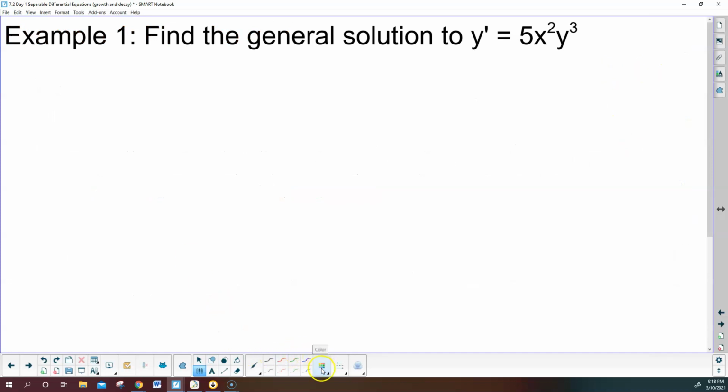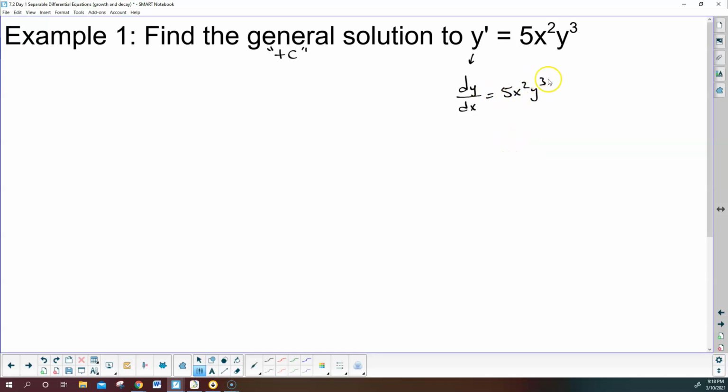All right, so notice the directions. Find the general solution. So right away, I don't have an initial condition, so I know my answer is going to have a plus c in it. But notice y prime. Okay? We know that y prime is the same as dy dx.